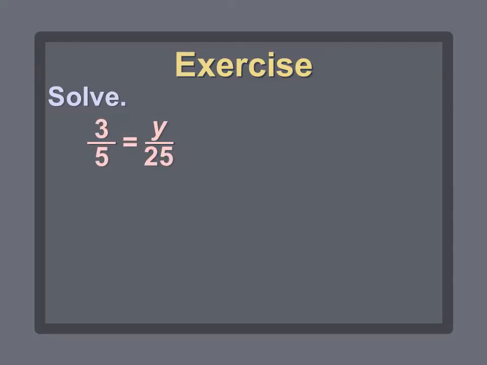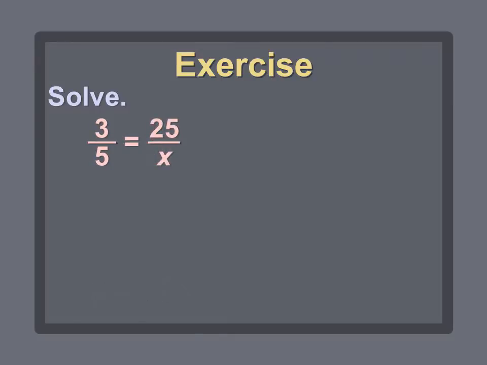Okay, now 3 over 5 equals y over 25. So for this one, we're going to multiply by 25. When we do that, 5 goes into 25 5 times, and then 5 times 3 is 15. So we get y is equal to 15.